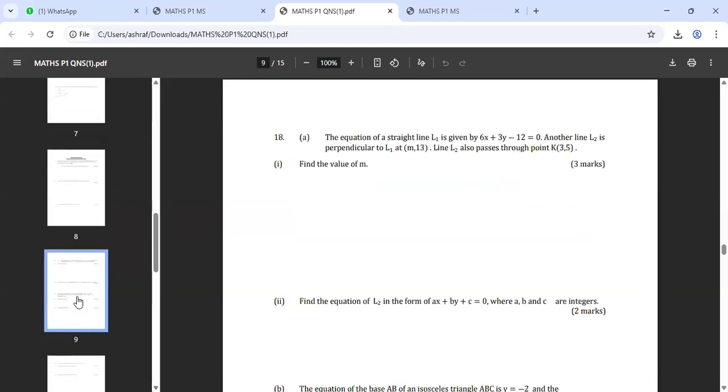So the next question is a question on a straight line. Given the equation of a straight line, L1 is given by 6x plus 3y minus 12 equals 0. Another line L2 is perpendicular to L1 at M, 13. L2 also passes through K, which is 3, 5. Find the value of M.